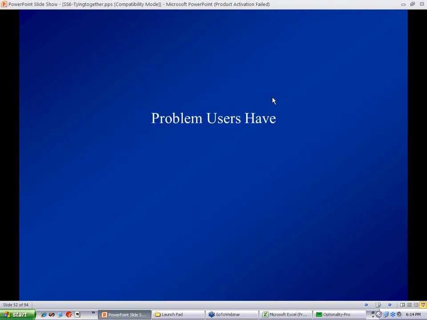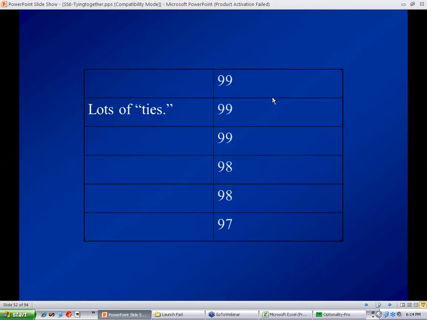Okay, the problem users have. This is all well and good, right? The scores and all. The problem users have is there's lots of ties. Like on really good days, good meaning the market's ramping up, you're going to see a bunch of 99s or a bunch of 98s. They're all going to be tied, and that's an issue for people, especially the new user that wants a red light, green light thing.